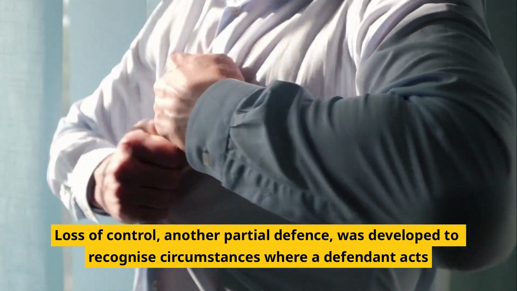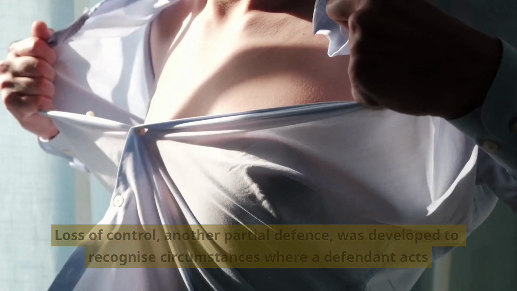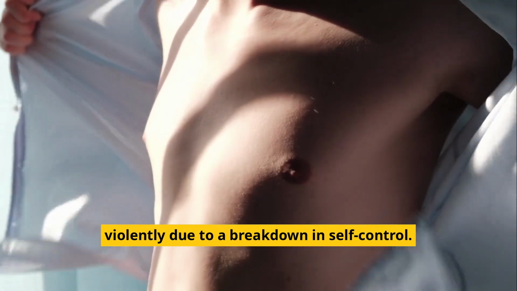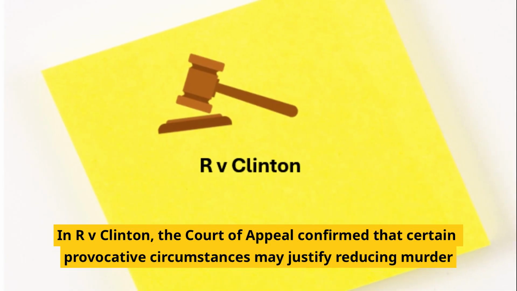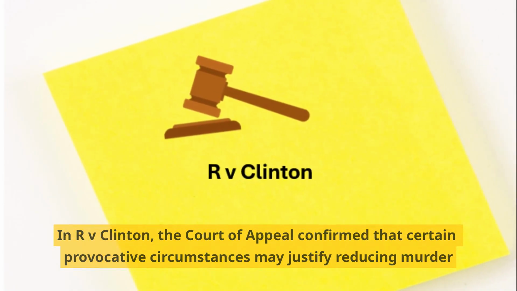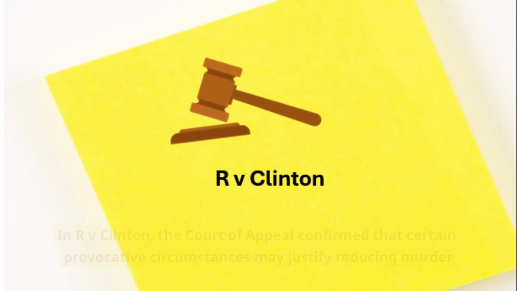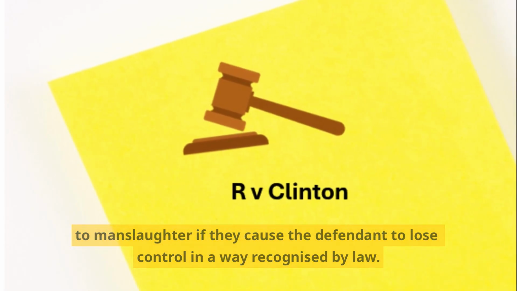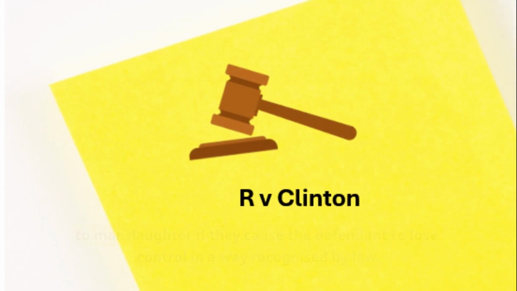Loss of control, another partial defense, was developed to recognize circumstances where a defendant acts violently due to a breakdown in self-control. In R versus Clinton, the Court of Appeal confirmed that certain provocative circumstances may justify reducing murder to manslaughter if they cause the defendant to lose control in a way recognized by law.